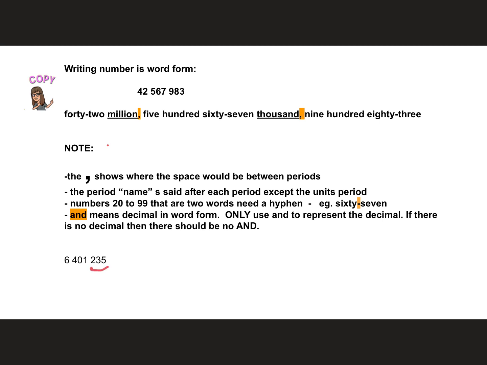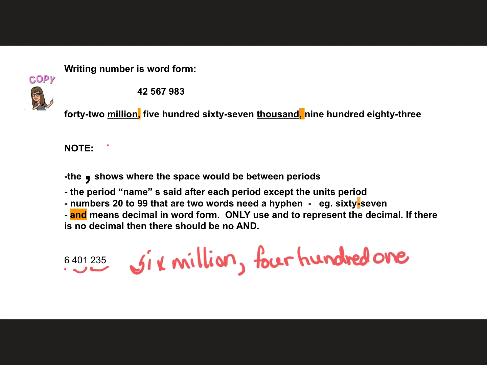So we have 3 periods. So again, I know this is in the millions period, so I'm going to write the word 6 million. That's the end of that period, so I need a comma. Then I have 401. No and, there's no decimal. Again, that's in the thousands period, so I'm going to write the word thousand. That's the end of that period, so I need a comma.